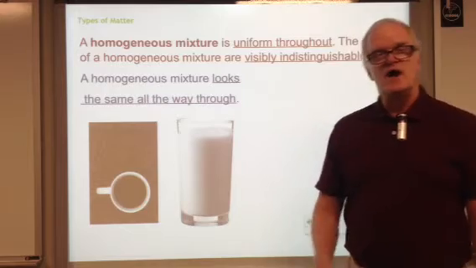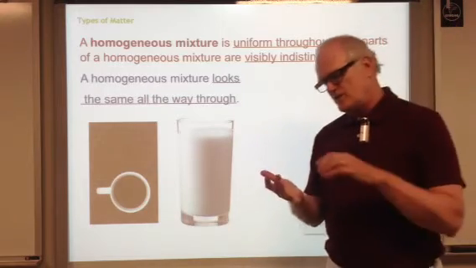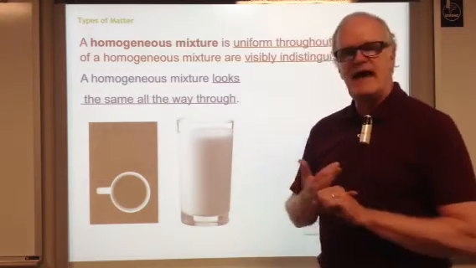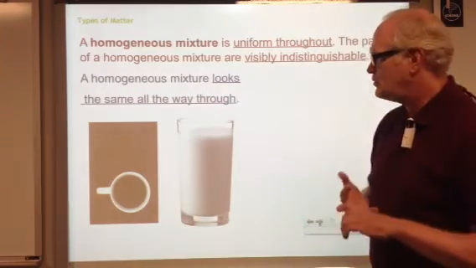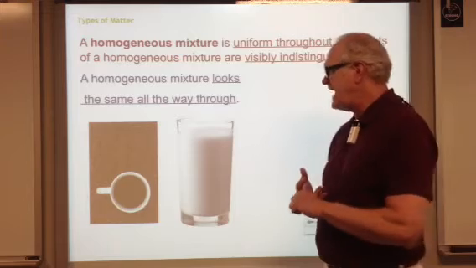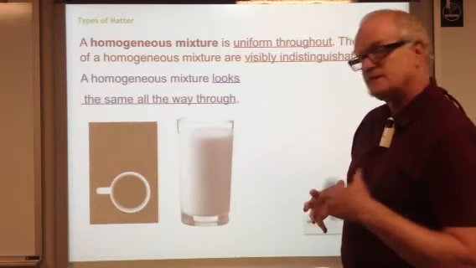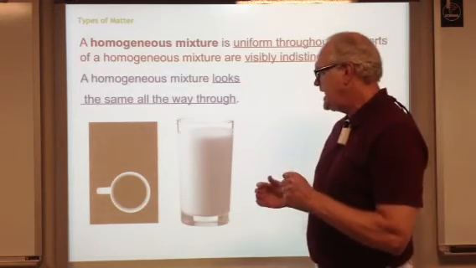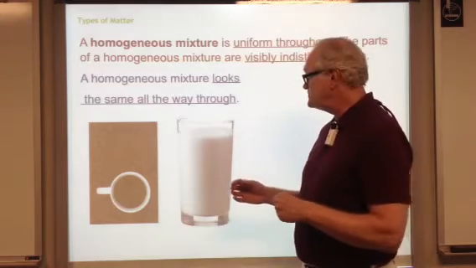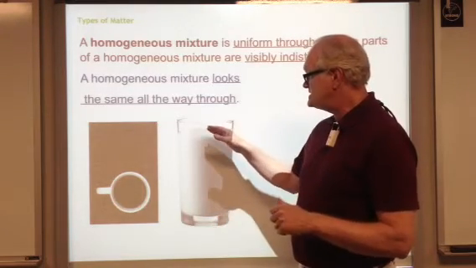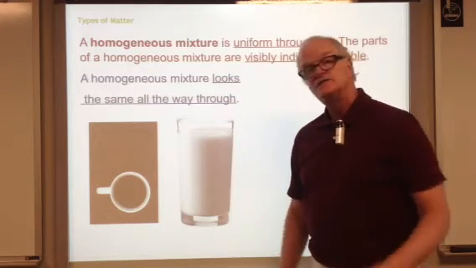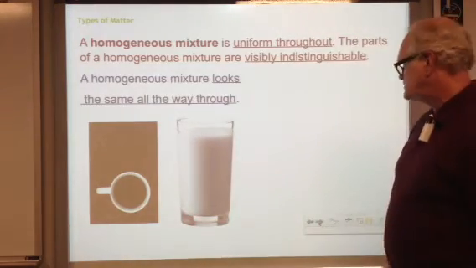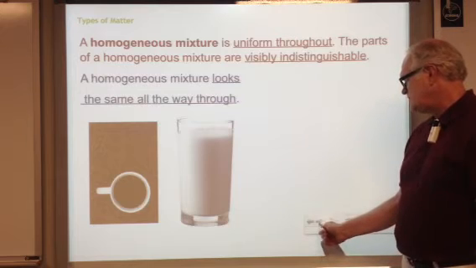This glass of milk is also a homogeneous mixture. Milk has lots of water in it, but the mother cow's body also adds lots of nutrients and proteins and maybe some fats and things that are good for us and the baby cows to drink. We know those things are mixed together, but this glass of milk looks the same at the top as it does at the bottom. So it's a homogeneous mixture because it looks the same all the way through.